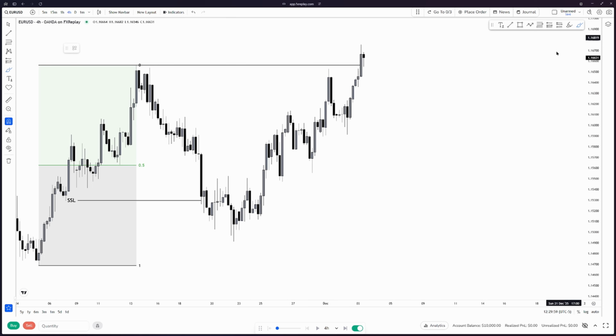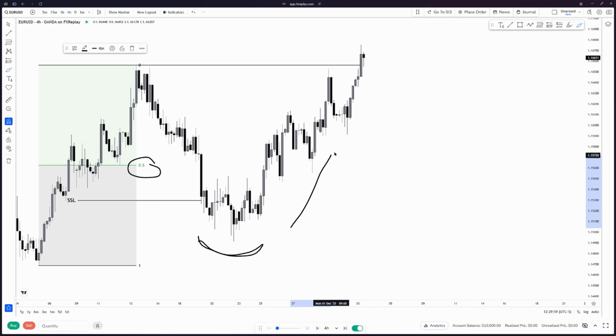So let's clarify it again. If we want to buy, we have to wait for price to get under the discount level, give a liquidity sweep, which means that price will no longer move lower. If we position ourselves here, we will get a far better entry than at any other level.